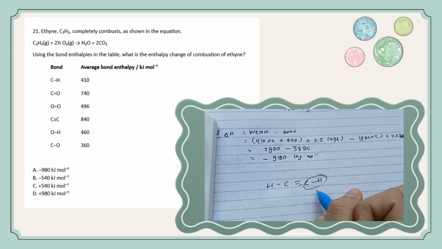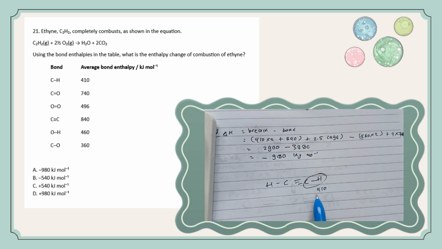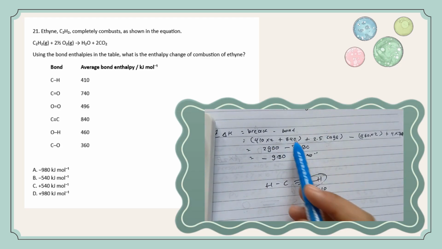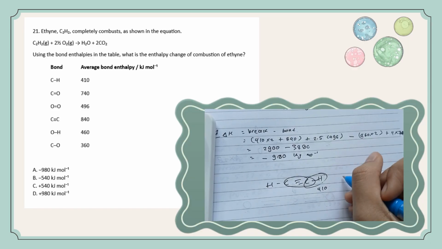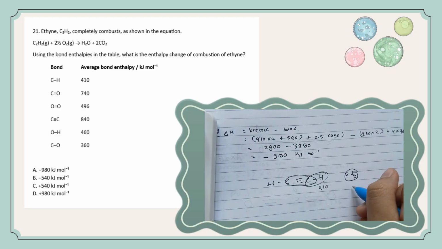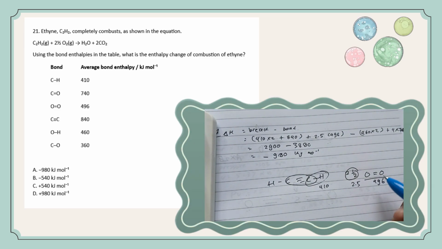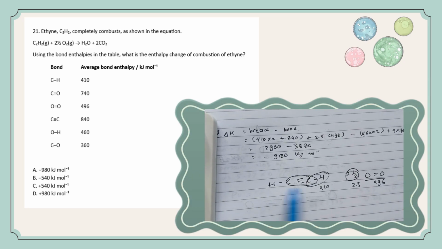This is 410, because there is 2, so we times it by 2, and plus 440 for this. Okay, and we also have 2. We calculated this as 2.5 double bond O. In the question, we know it's 496. Okay, and then this is the breaking of bonds.